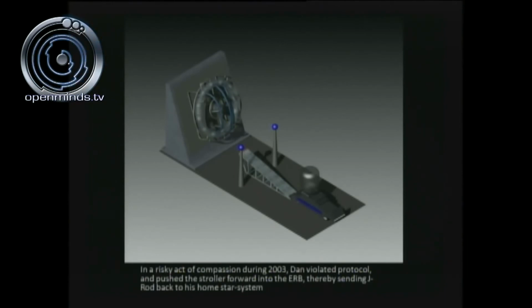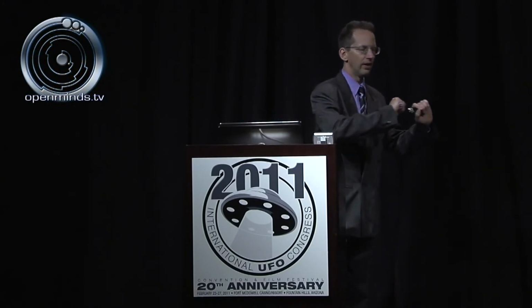So in this act of compassion, during the accessing by the government of one of these naturally occurring stargates at Abydos Temple, Dan Burrish thrust forward that stroller and pushed Kaela into this stargate, sending him home. However, Dan and the stroller device were kicked out. He got into a lot of trouble for this, but it was an act of compassion on Dr. Dan Burrish.